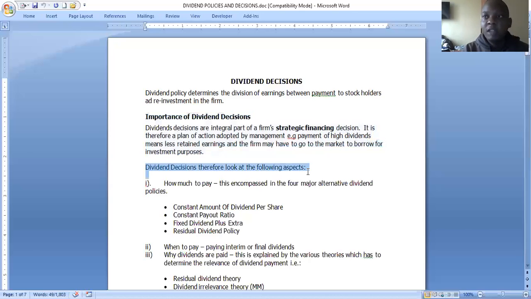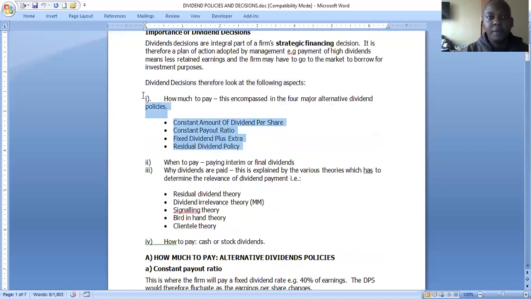Dividend decisions, we look at the following aspects. One is how much dividends to pay. So do we pay high dividends or do we pay low dividends? If you pay low dividends, it means that you are retaining. If you pay high dividends, it means that most of our profits are going out. We have less financing. So how much to pay will be covered by the following key policies. That we may have a constant amount of dividend per share. We may have constant dividend payout ratio. We may have fixed dividend plus extra. And also we may have a residual dividend policy.